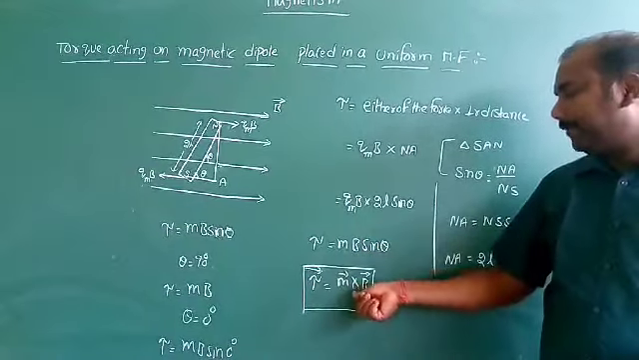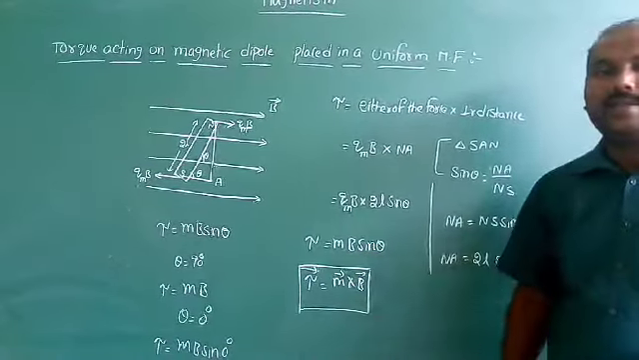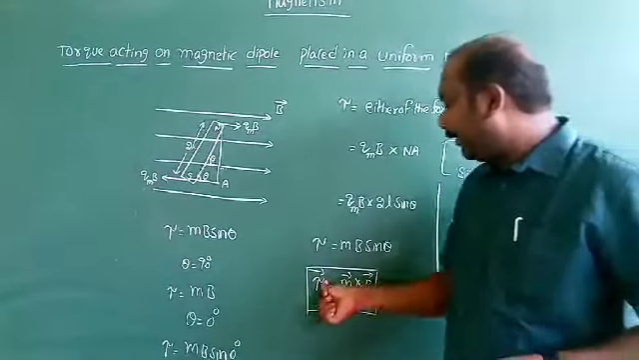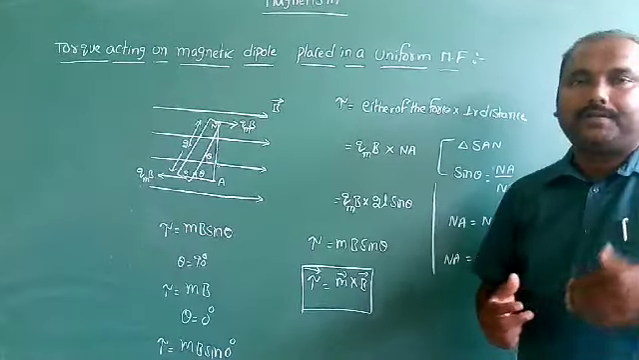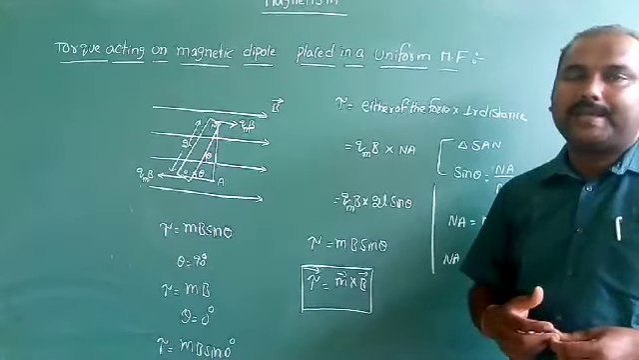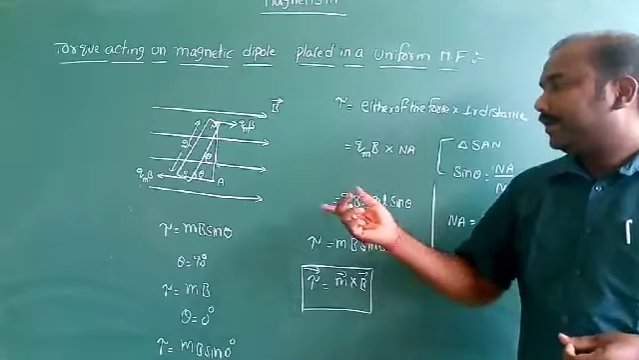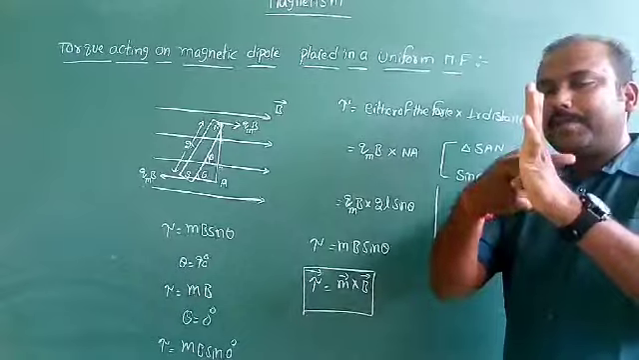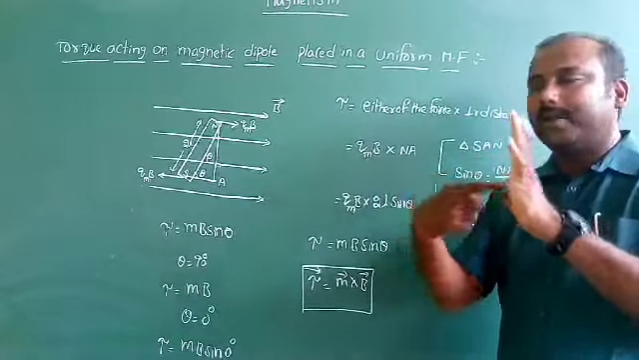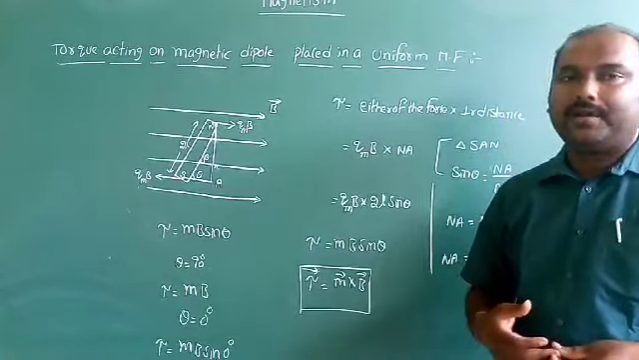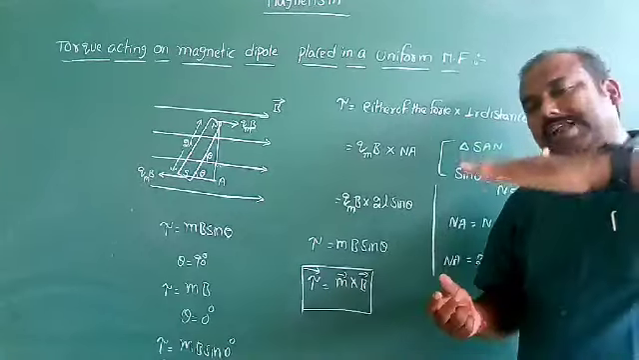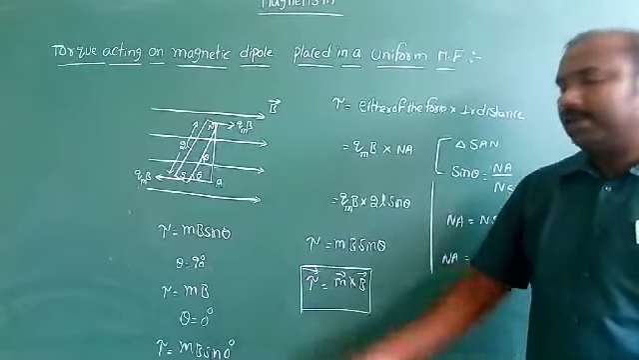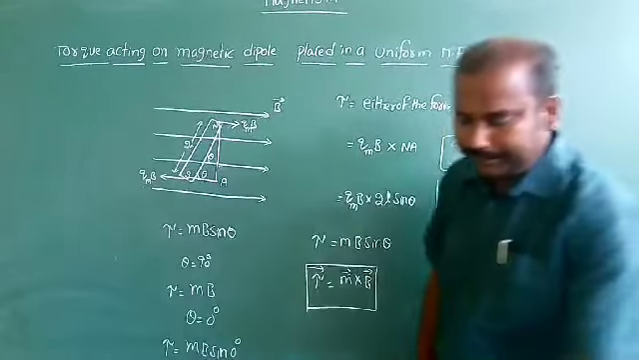Now this is the scalar form, and this is the vector form, because sin theta means it is a cross product. After getting the torque tau is equal to mB sin theta, two cases will arise: when it is maximum and when it is minimum. If theta is equal to 90, that means the magnetic dipole and the magnetic field are perpendicular, and in such a case the torque acting on the dipole is maximum. Suppose the dipole and magnetic field are aligned in the same direction, in such a case the torque tau is equal to 0.